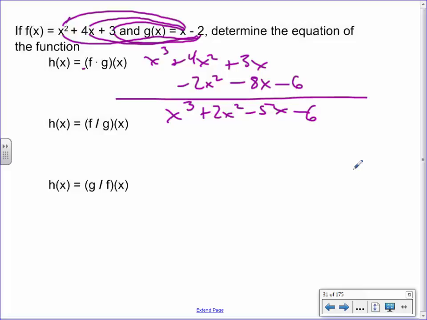Okay, for the next one, though, dividing, we've got to make sure we know which one goes on top. I'm doing both to illustrate a point. You can do f over g or g over f. So let's write one out here. f would be x squared plus 4x plus 3 over x minus 2.